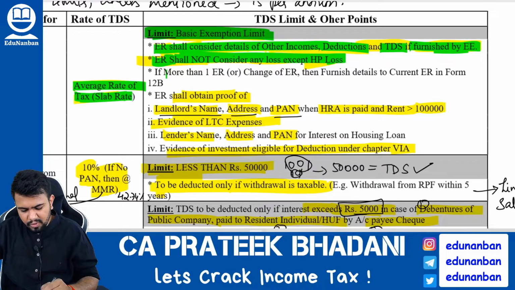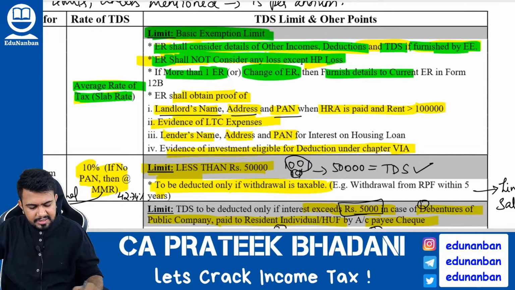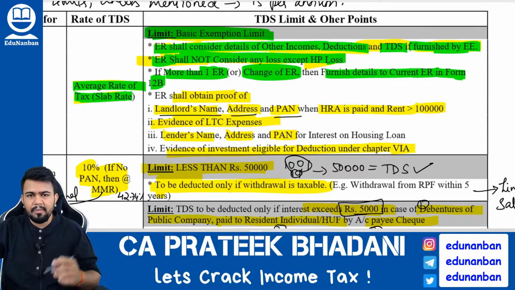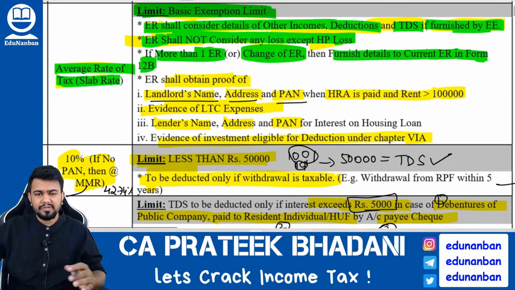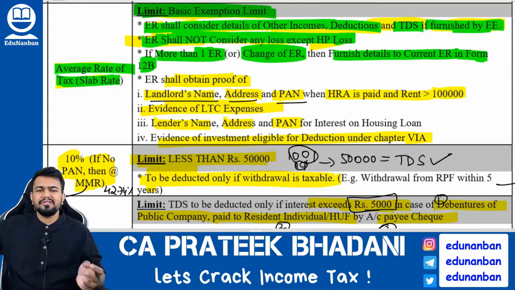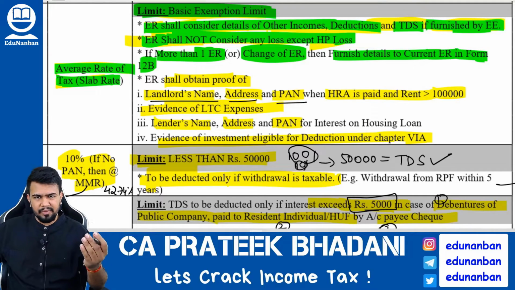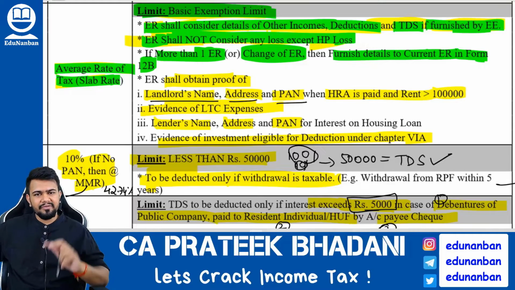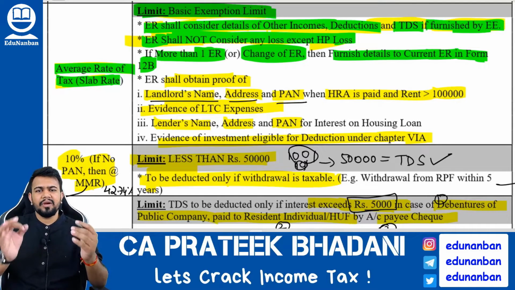Next, if there is more than one employer or if there is a change of employer, then furnish the detail to the current employer in form 12B. So it means what? If the employer is changing from one person to another person, then furnish the details of the previous employer to the new employer. Correct? Or if there are more than one employer, then furnish the detail to one of the employers.